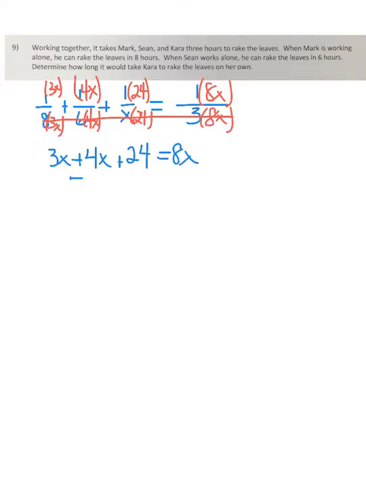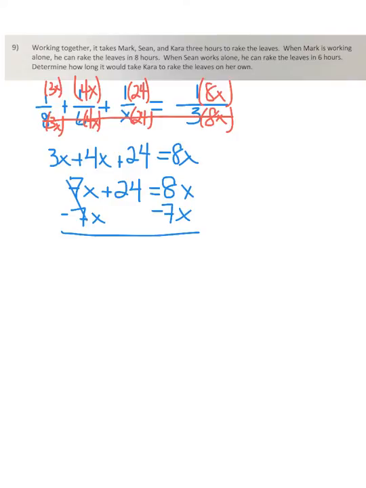All right, so that gives us 7x when we combine like terms, right? Plus 24 equals 8x. Let's subtract this 7x over, and we get 24 equals x. So, reading the question, it says determine how long it's going to take Kara to rake the leaves on her own. It's going to take Kara 24 hours. Don't forget your units of time, okay?